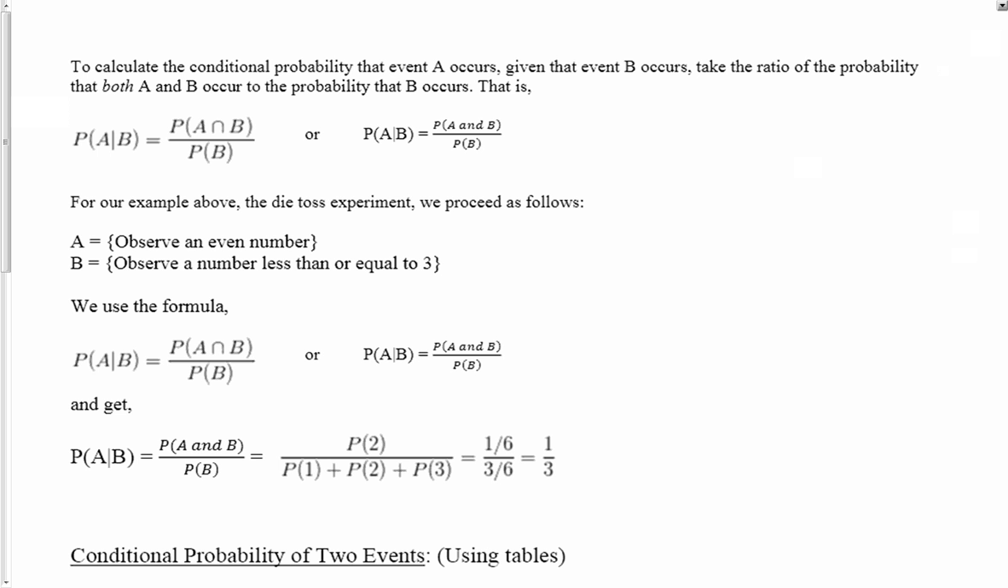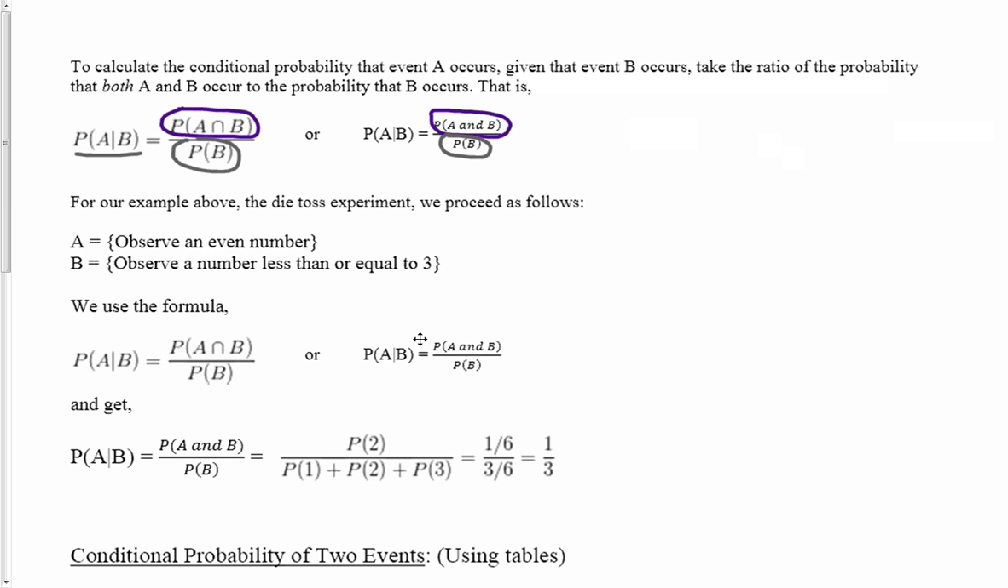Let's take a look at that. To calculate the conditional probability for A, given that B occurred, we take the ratio that they both occur. This means the probability that A and B occur, that's what that symbol means, the intersection, so probability of A and B, and you divide it by the probability of B happening. And that formula will allow you to calculate the probability of A given B.